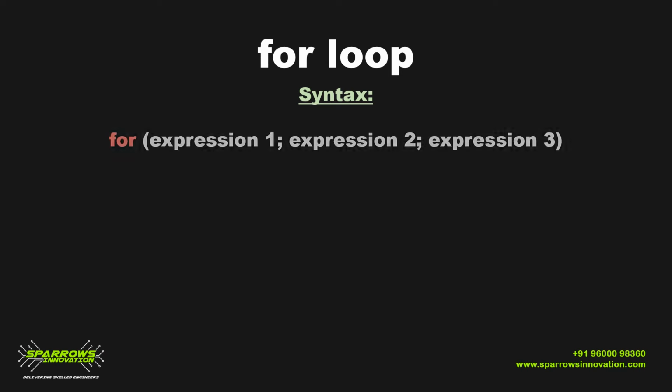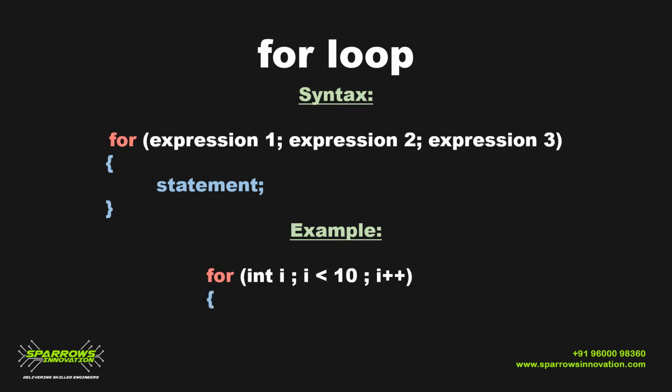Whoever knows C programming may very well know about this for loop. The for loop will have three expressions. The first expression will be the initialization, and the second expression will be a condition. The third expression may be an increment or decrement. So if the condition is true, the statement inside the for loop will be executed. If the condition is false, it will move out of the for loop. So for example, in the example I have given, for int i = 0; i less than 10.